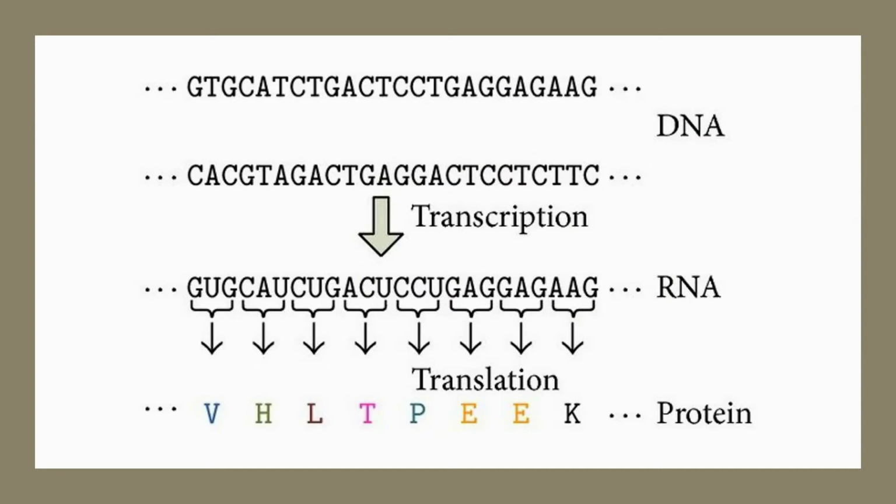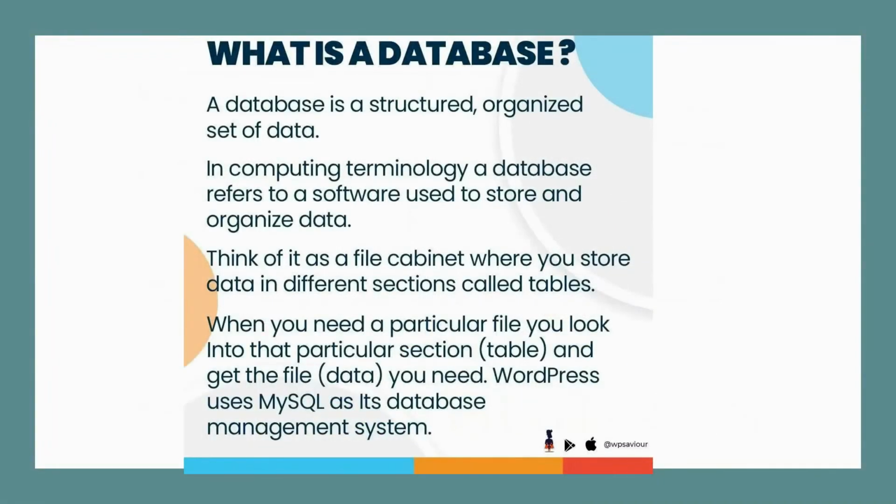These alphabets, which are called bases in the case of DNA, and these colored alphabets, called amino acids in the case of protein, are stored in biological databases. So let's understand what a database is first of all. A database is a structured, organized set of data. And in computing terminology, a database refers to software used to store and organize data.